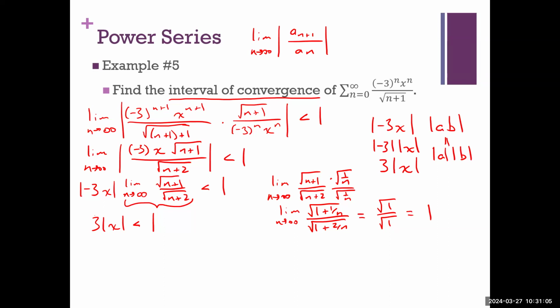So now I got 3 absolute value of x is less than 1. Where should we go from there? How do we do that? Yeah, the absolute value of x is less than 1/3. So what have we learned so far? X must be less than 1/3. Is that the only condition I have? It must be greater than negative 1/3. I can have negative x values. Okay, so the absolute value of x needs to be less than 1/3, but that does allow me to have values of x that are negative.